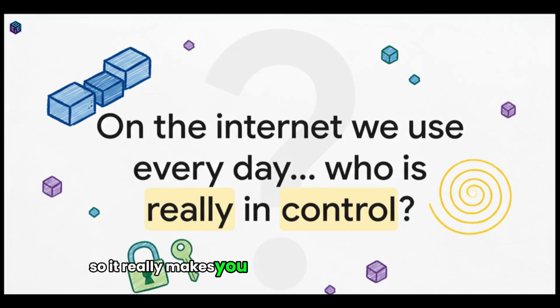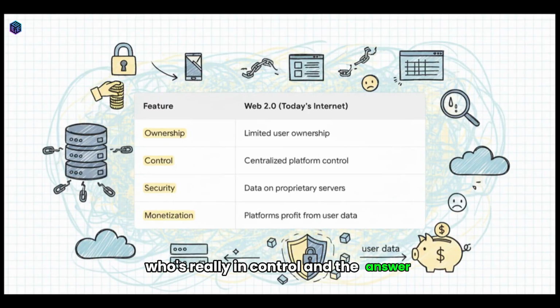So it really makes you stop and ask a critical question. On these platforms, we spend hours on every single day. Who's really in control? And the answer, let's be honest, is a handful of very big companies. They own the playground, they make the rules, they have centralized control. All of our data is sitting on their servers. And here's the kicker. They are making billions of dollars from the data and the content that we create. We basically have zero real ownership over our own digital lives.